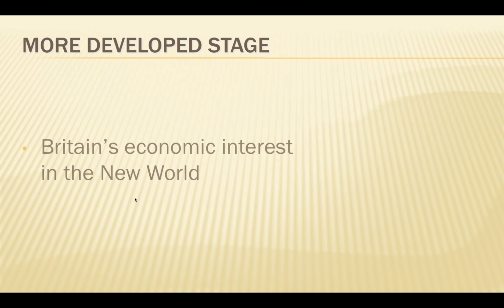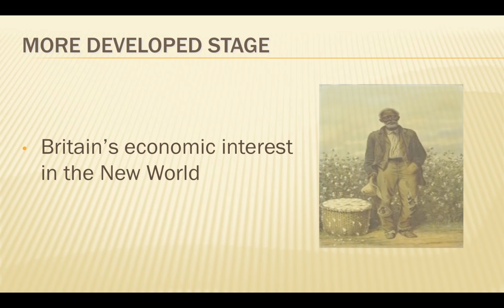Unlike the simplest stage, the more developed stage was more interaction between the imperial country and their colony. Britain's economic interest in the New World reflects the more developed stage. Once southern plantations began to thrive, raw cotton was shipped to England, made into clothing, and then resold to the colonists at a profit.